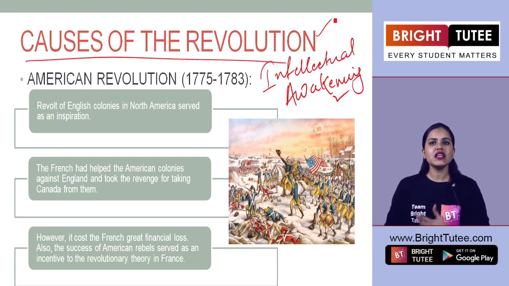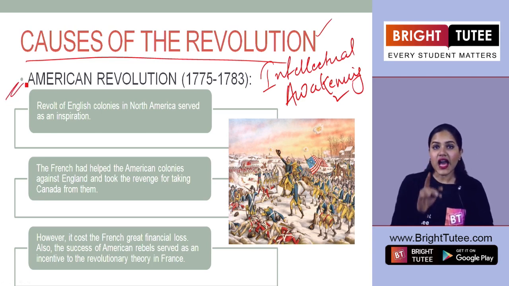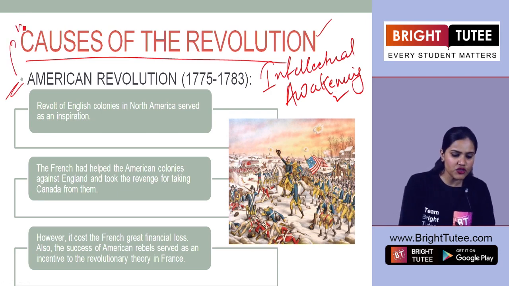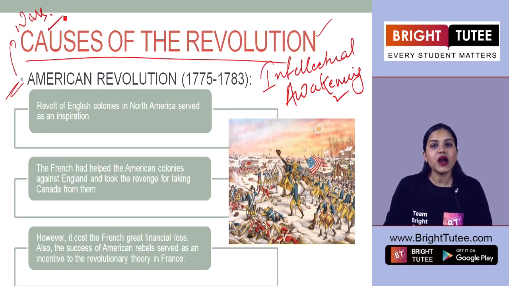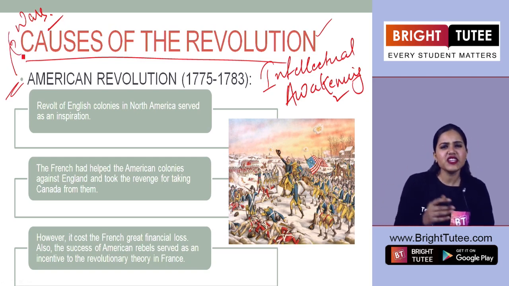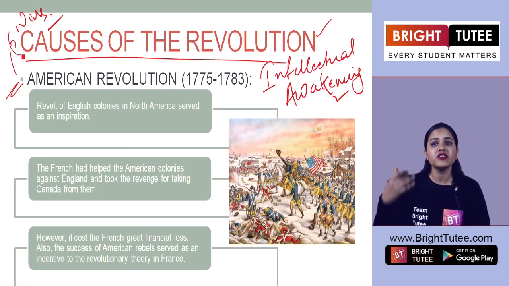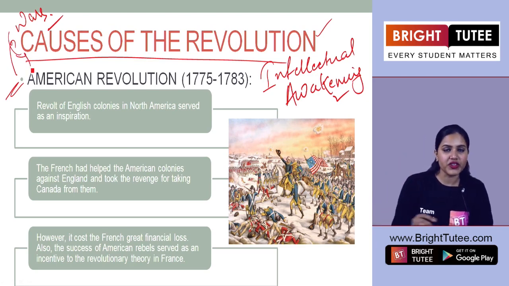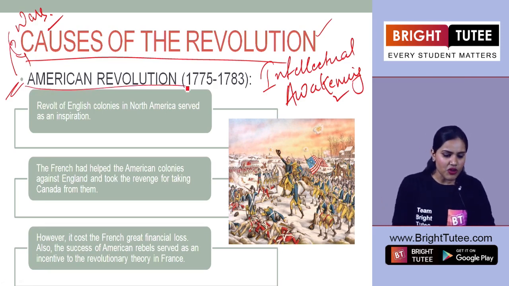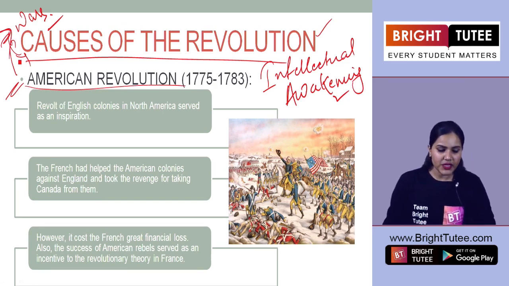Now let us try to understand some other causes of the French Revolution as well. The second cause, as you have already learned, was related to wars. Participation of France in various wars also led to the depreciation, or reduction, in the treasury of the king. So one of the reasons is the wars that they were participating in. And the best example here is that of the American Revolution, and the timeline is 1775 to 1783.